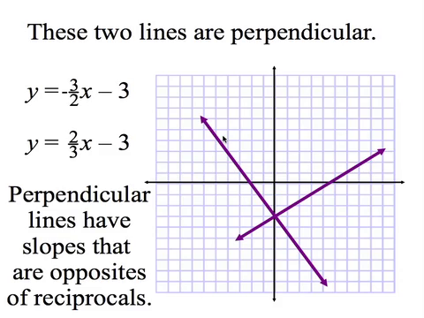Here's another example. The 2 equations are y equals negative 3/2 x take away 3, and y equals 2/3 x take away 3. And you'll notice that negative 3/2 and 2/3 are the opposite of the reciprocals of one another. Also, you'll notice that in this case, both lines have a y-intercept of negative 3.